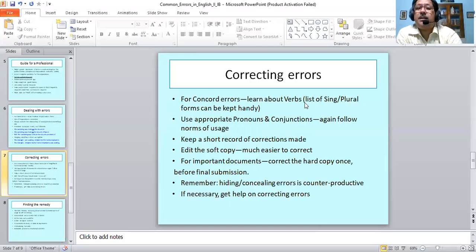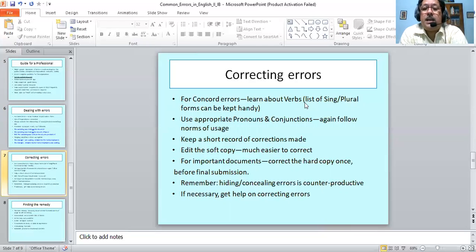Also, keep a brief record of the corrections that you have made. Always try to edit the soft copy, because it is much easier to correct the soft copy. For important documents, correct the hard copy once before the final submission. So obviously for important documents, you need to make the hard copy and correct it once. That is the foolproof way of proceeding with important documents before final submission.